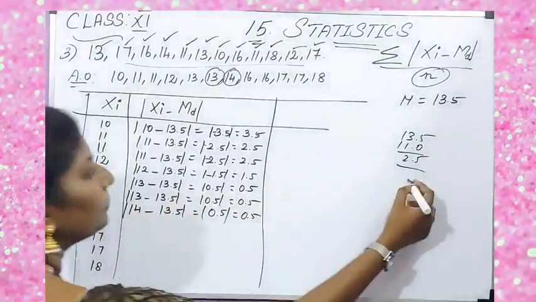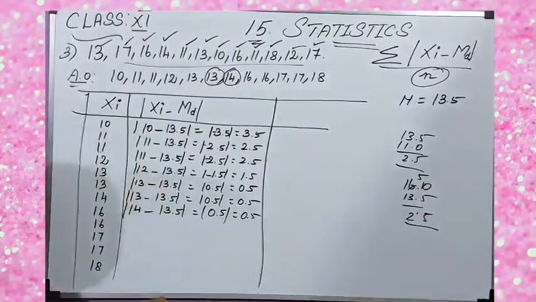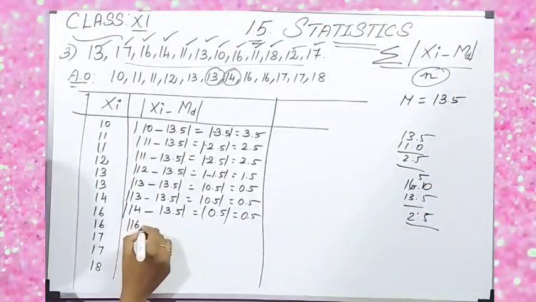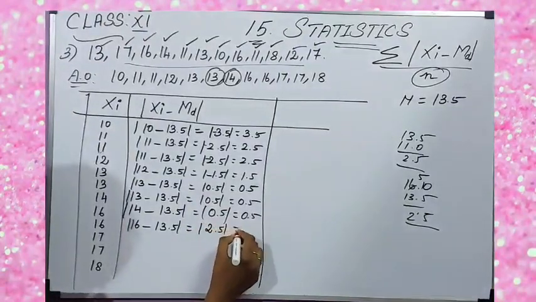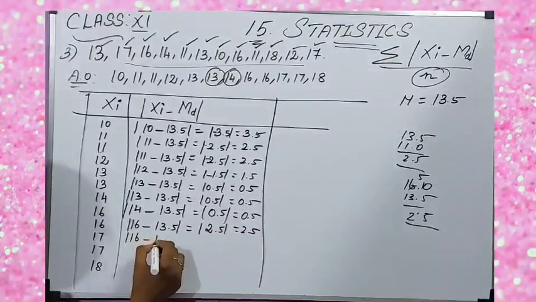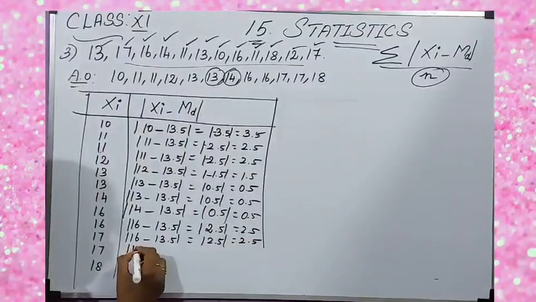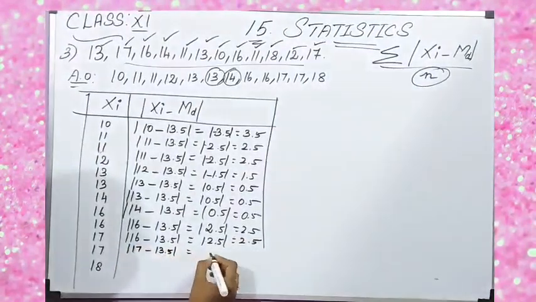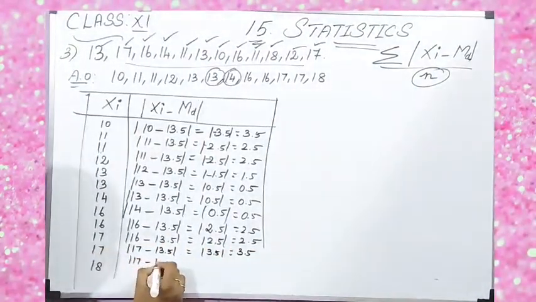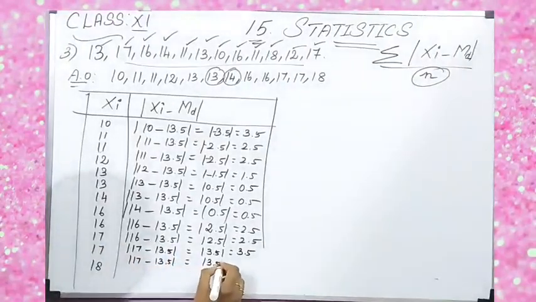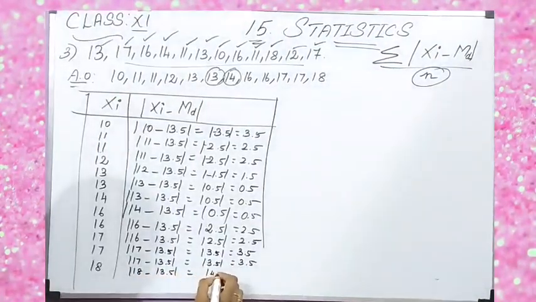Then 16 minus 13.5 is 2.5, modulus of 2.5 is 2.5. Then two 16s are given, so 2.5 again. Modulus of 17 minus 13.5 is 3.5. Again 17 minus 13.5 is 3.5. And 18, modulus of 18 minus 13.5 is equal to 4.5.